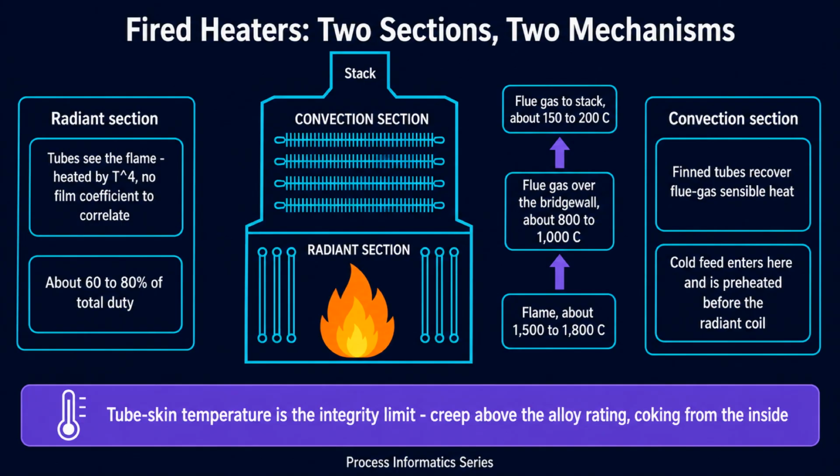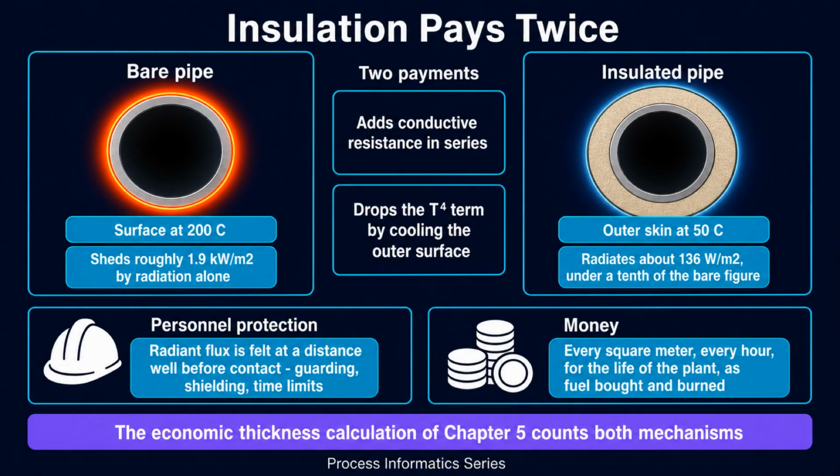One variable limits the machine, tube skin temperature. The metal runs hotter than the fluid inside, and above the alloy rating it creeps and eventually ruptures, while coke laid down inside forces the skin hotter still. Two practical consequences follow from that crossover.